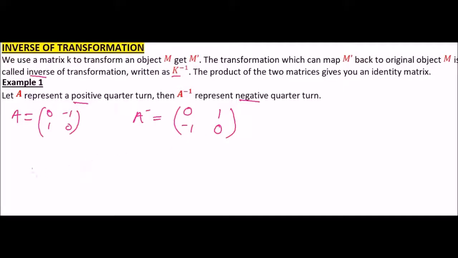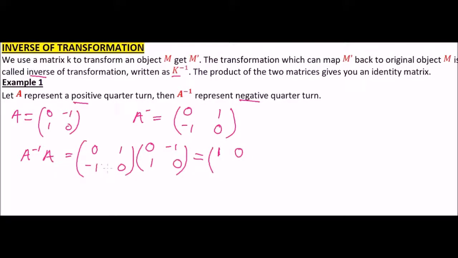So what we are saying, if you multiply the two matrices, that is, you multiply the inverse of A by A, then we start with 0, 1, minus 1, 0. That is A inverse. You multiply by A, which is 0, minus 1, 1, 0. Giving you 0 times 0 is 0, 1 times 1 is 1. So we add 0 plus 1, you get 1. Then we have 0 times minus 1, that is 0. And we have 1 times 0, that will give you 0. So 0 plus 0 is 0.